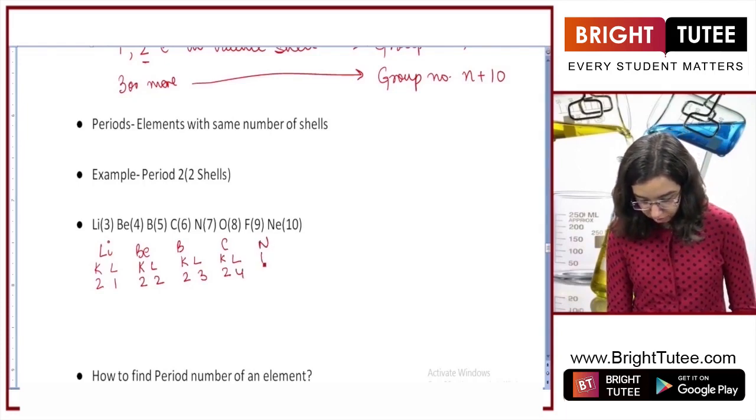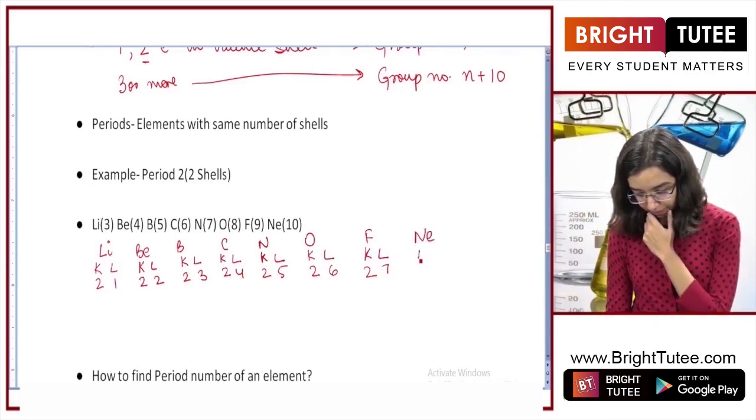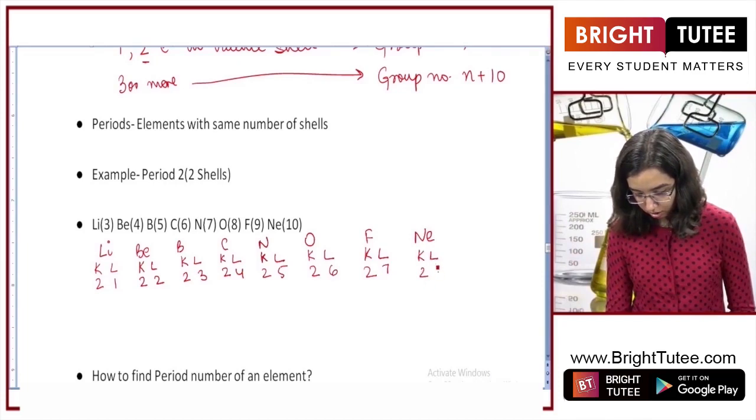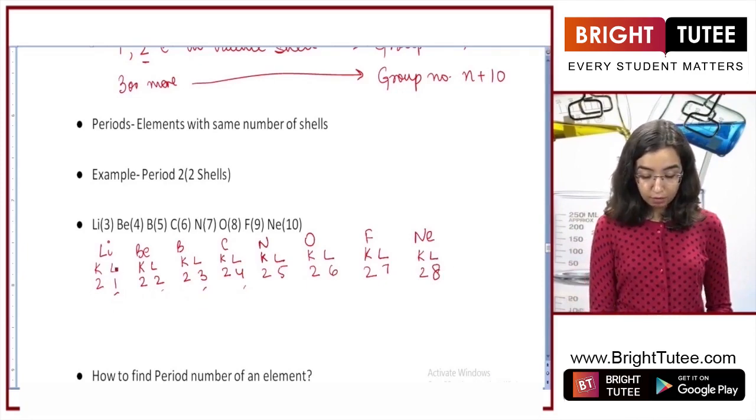Nitrogen has 7. Oxygen has 8. Fluorine has 9. And neon has 10. Now, what is the commonality here? The number of electrons in the outermost shell is not the same, but the number of shells is the same.